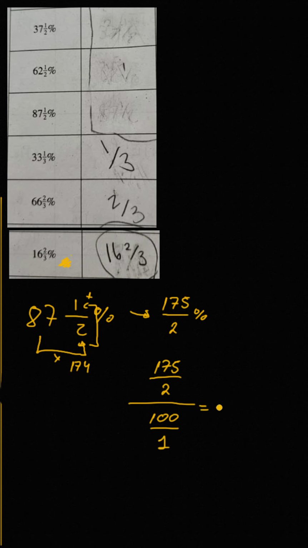And now we have to use the law of the sandwich. So we're going to multiply the extremes, 175 times 1, and that's going to go into the numerator. And then we multiply the middles, so it's 2 times 100. And that is going to go into the denominator, so it's going to be 200.